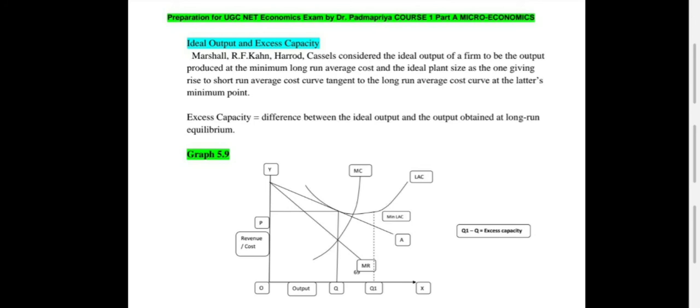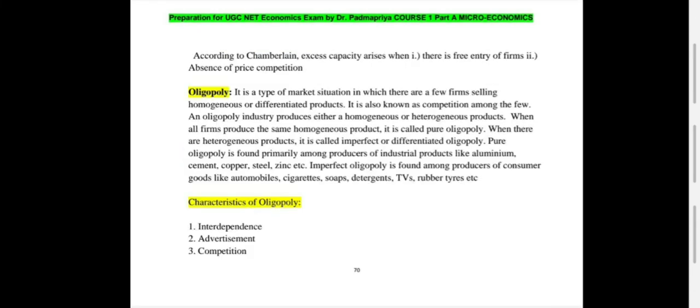Next, according to Chamberlin, excess capacity is because of free entry of firms and absence of price competition. Next, we have the concept of oligopoly. It is a type of market situation in which there are few firms selling homogeneous or differentiated products. It is also known as competition among few. We have examples like the aluminum industry, cement industry, and copper industry, and we have imperfect oligopoly, which is found among producers of consumer goods like automobiles, cigarettes, etc.